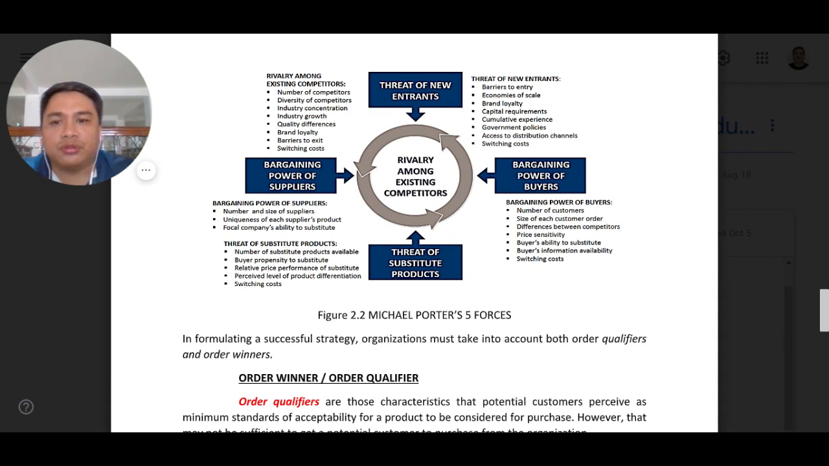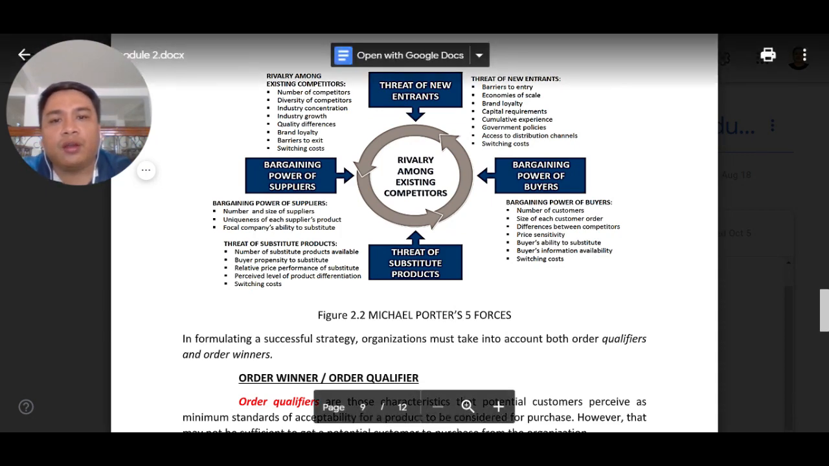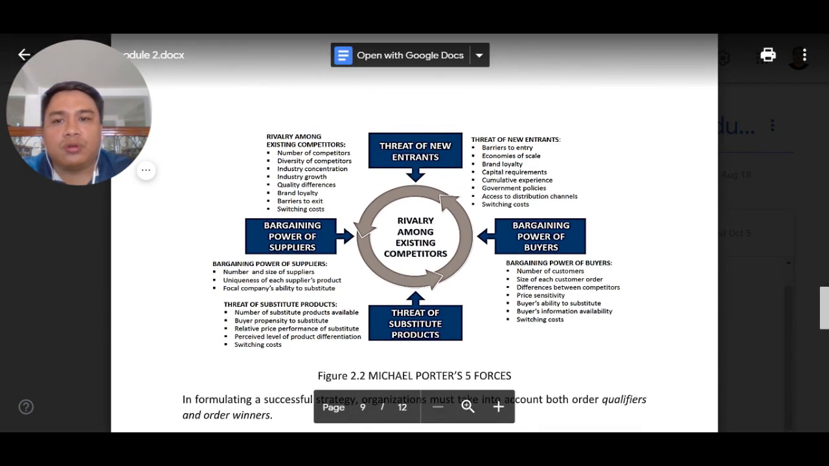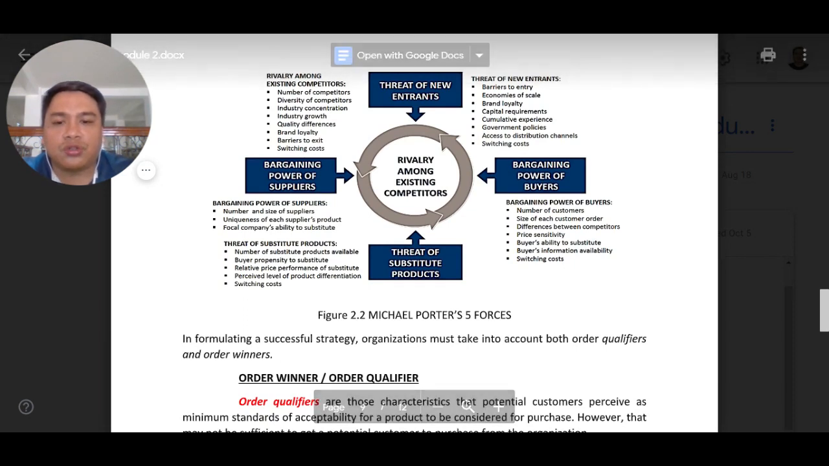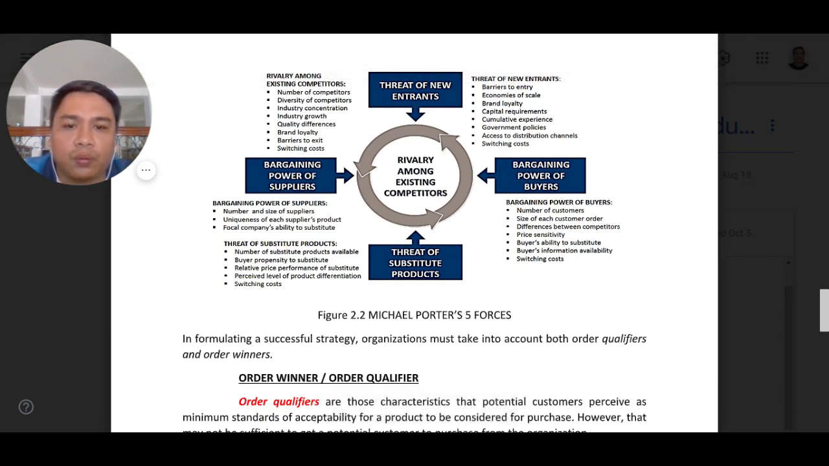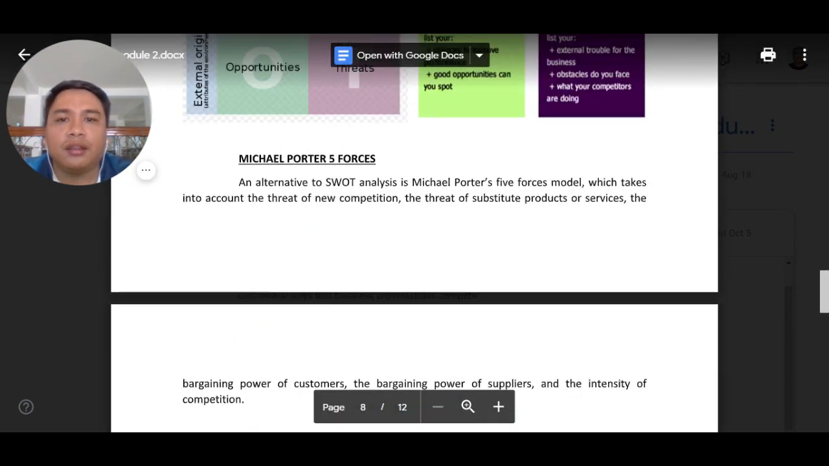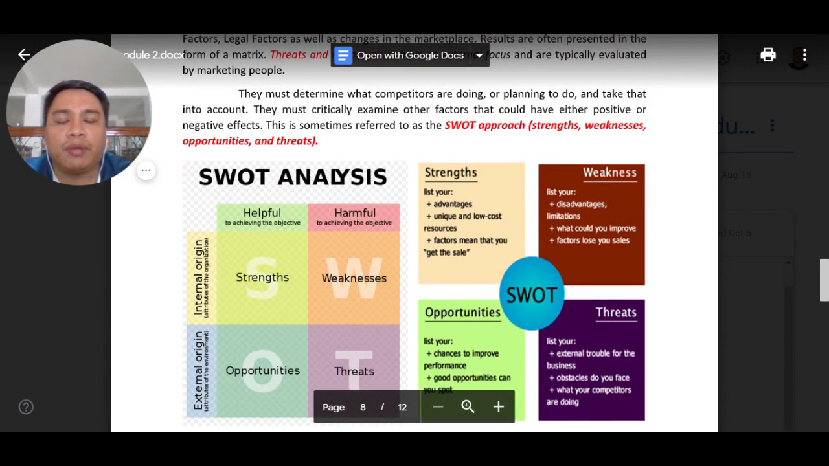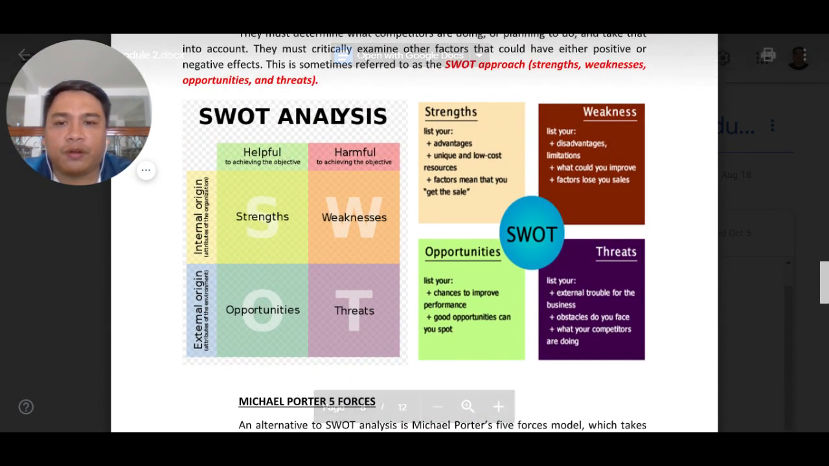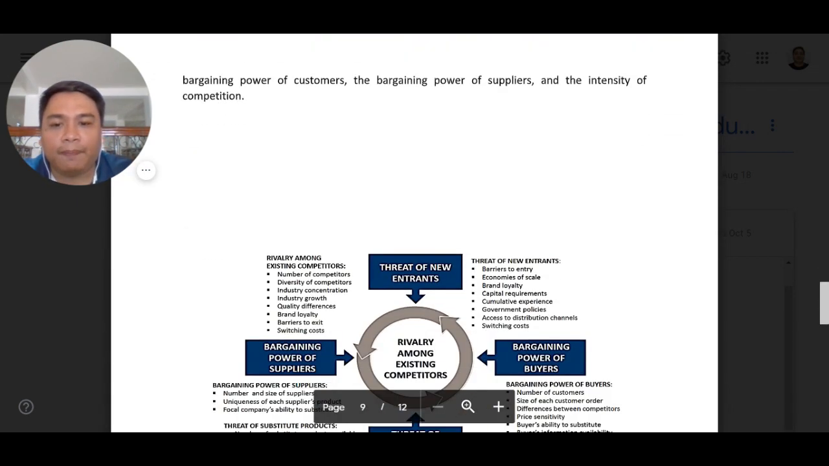Ang common nun is yung na-identify natin yung threat tsaka na-identify natin yung opportunities. So, ito yung focus. But we will not be using this. I just presented it to you. Pero karamihan ang gagamitin natin in terms of analyzing our performance of the business or performance of the organization would be yung SWOT analysis. Okay?